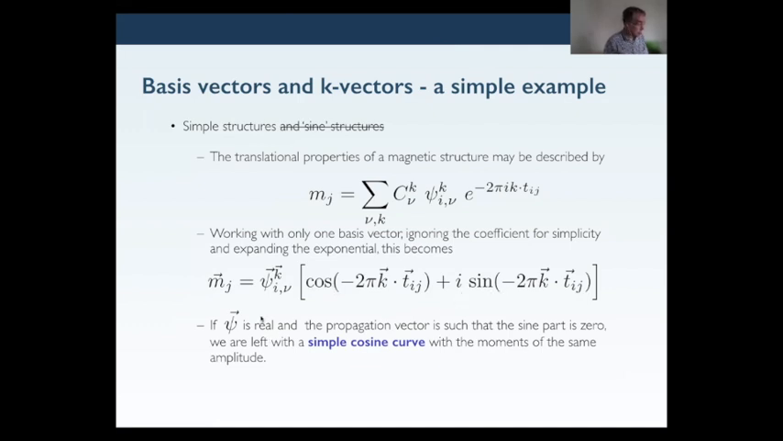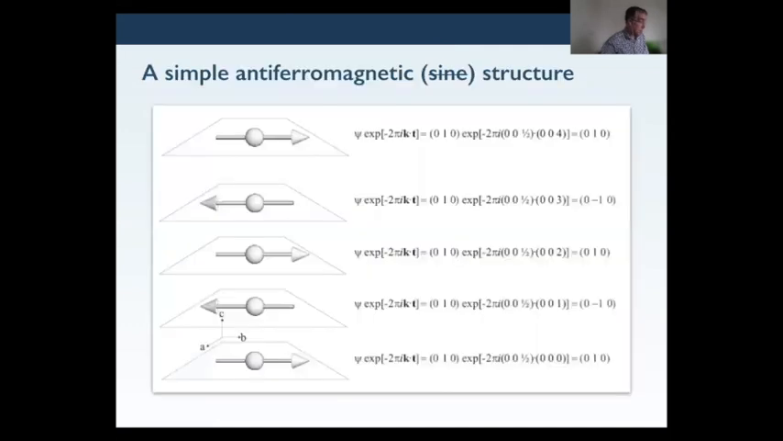Now let's consider the situation where this basis function is real, and the propagation vector is such that this sine component goes to 0. If we have this, what we're left with is just this cosine term. And we see that the magnetic structure in this case is simply a cosine function, which is what this simple propagation structure that we had earlier corresponds to. It's a cosine wave.